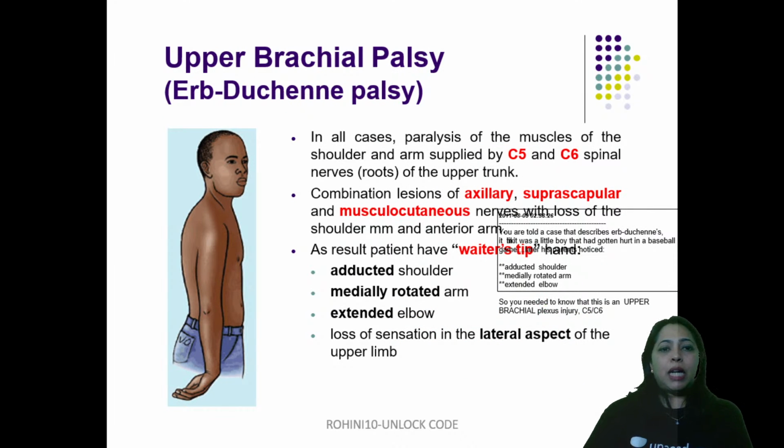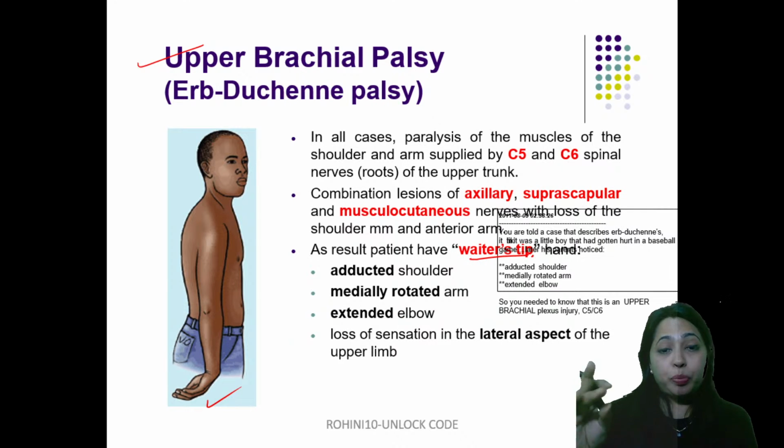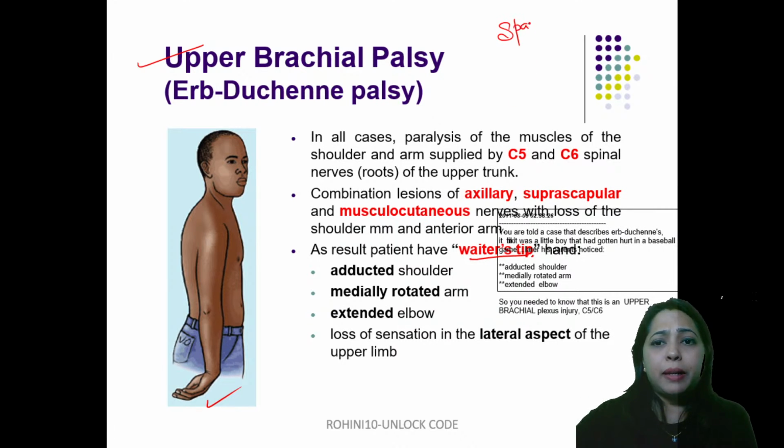All right, so this is the upper brachial palsy. This is the Erb's palsy. You can also call this the waiter's tip hand. And the nerves affected are axillary, suprascapular, and musculocutaneous. The one which is spared is ulnar. Ulnar is spared.